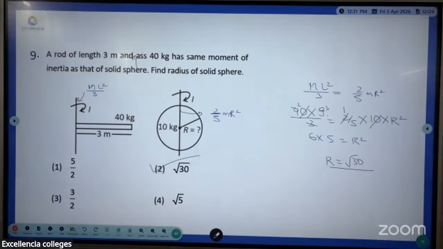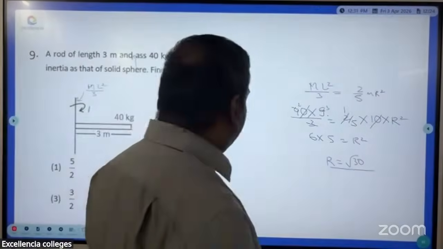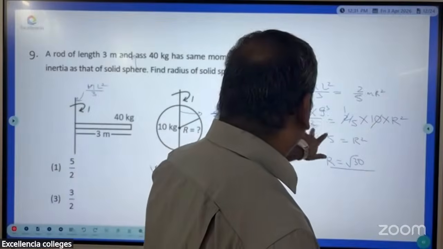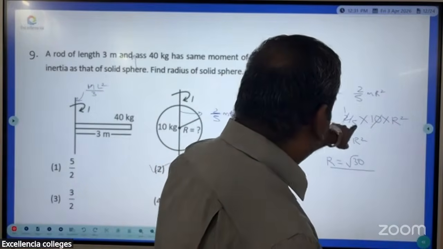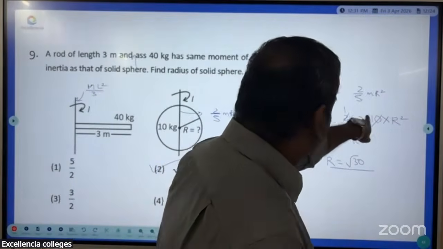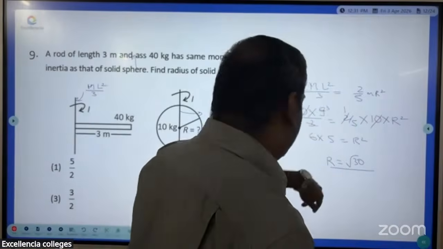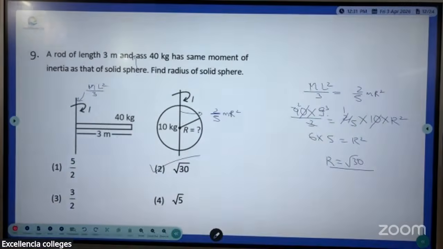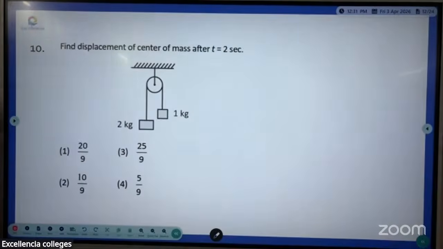Right. So I think calculation, let me just check once again. 360 by 3, that is 120. 120 and this is 5 to the 10. 2 to the 4. 120 by 4 will become 30. That's fine, root 30. Let's move ahead.